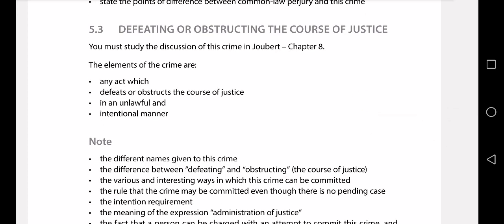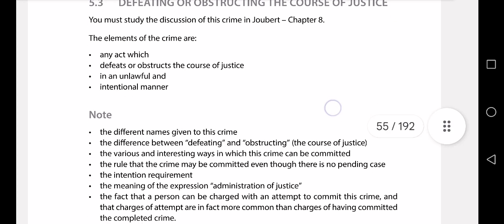Defeating or obstructing the cause of justice. You must study the discussion of this crime in Joubert chapter 8. The elements of the crime are an act which defeats or obstructs the cause of justice in an unlawful and intentional manner.